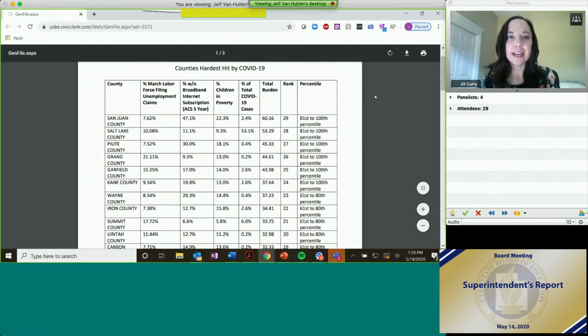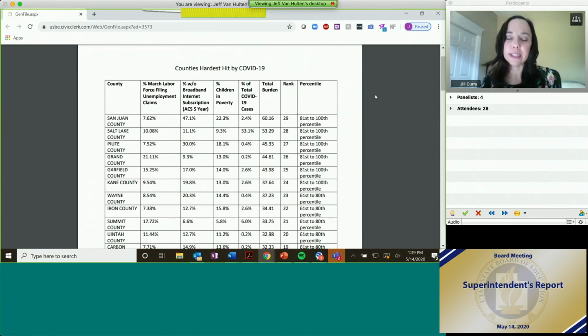So you can see in that first column next to county, that's our first indicator. It's the percent of the March labor force filing unemployment claims. For this figure, I took the number of unemployment claims from March 15th to April 25th, which even as of this week is still the most up-to-date information that we have, and divided that by the March labor force as an economic indicator of how COVID-19 has hit our counties variably.